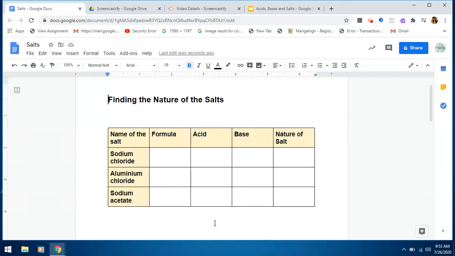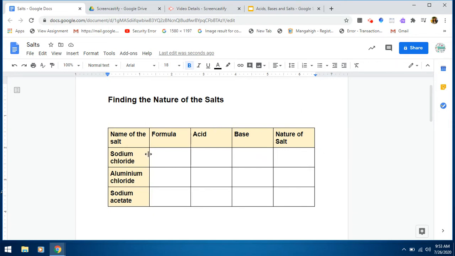Dear children, with the help of this video, we will find the nature of the given salts. In this table, we are given three salts: sodium chloride, aluminum chloride, and sodium acetate. We need to find the nature of these three salts.